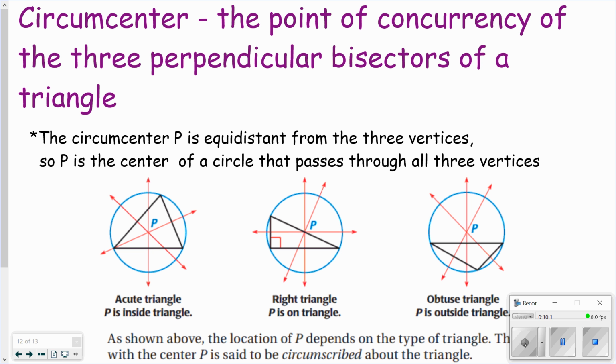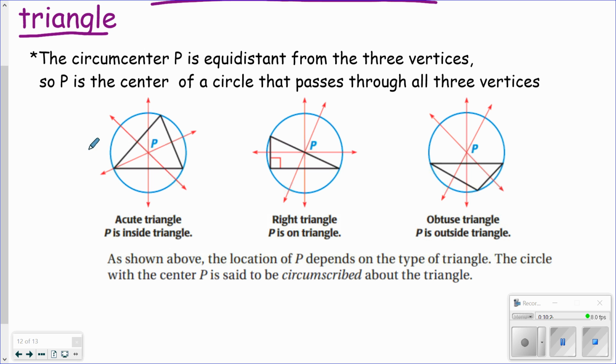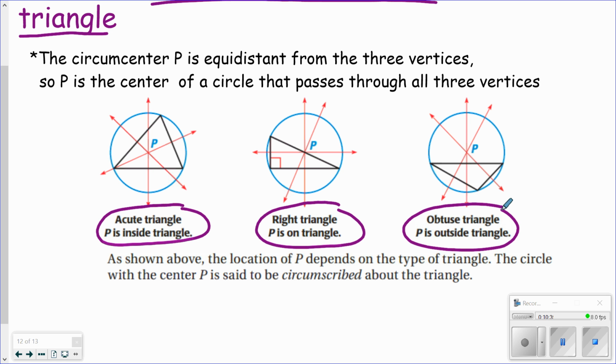And this slide is just kind of repeating what I just told you. So the circumcenter is the point of concurrency of the three perpendicular bisectors of a triangle. You need to know that, write that down. So the circumcenter P is equidistant from the three vertices. So P is the center of the circle that passes through all three vertices. So for acute triangles, P is inside. For right triangles, P is on the triangle, and for obtuse triangles, they are outside. I would maybe draw this in your notes or at least write this down. That way you have that for the future.